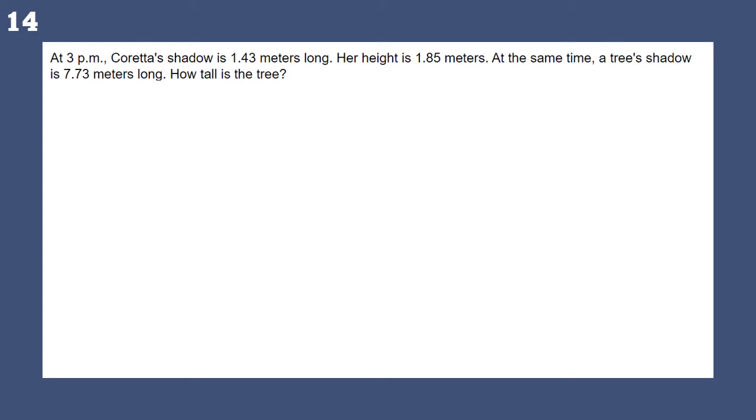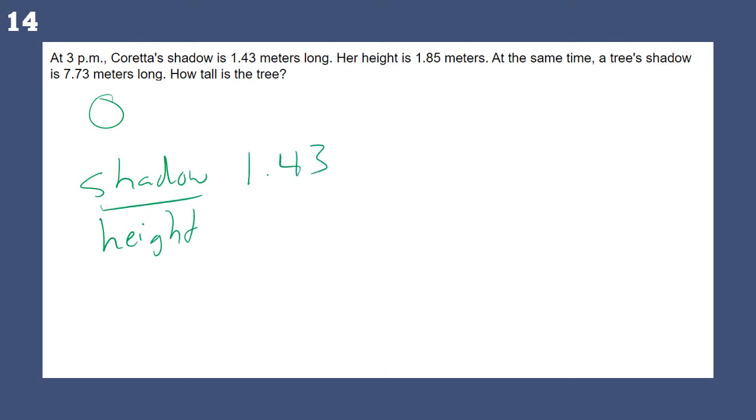What they noticed is that when you have the sun casting shadows, each of the shadows makes a similar or proportional shape. That's to say that each one of those ratios should be the same. So if Coretta's shadow to her height is 1.43 over 1.85, then that ratio should be equivalent. It should be proportional to the tree shadow.